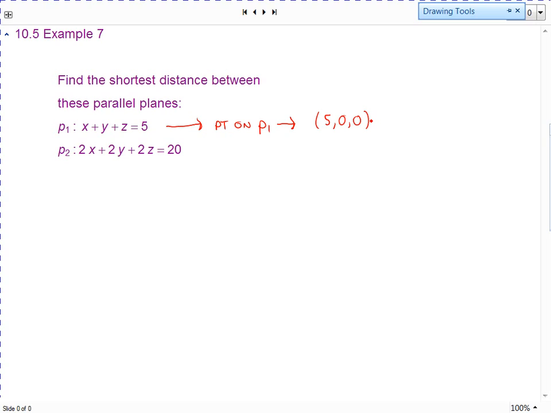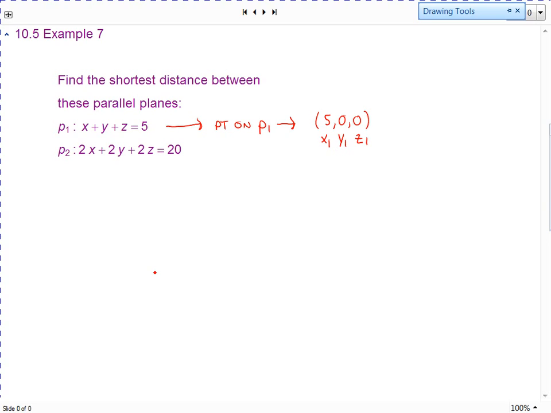Given a point, I'm reading 10.5.19, given a point x1, y1, z1, and a plane, this is our x1, y1, z1, isn't it? Now, we weren't given it. We had to kind of extract it a little bit, but that's x1, y1, z1. And then given a plane, now we're going to use the other plane as our plane.